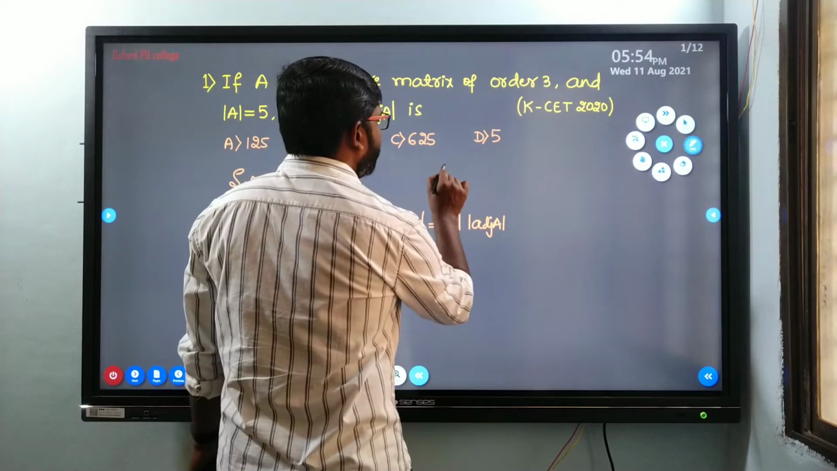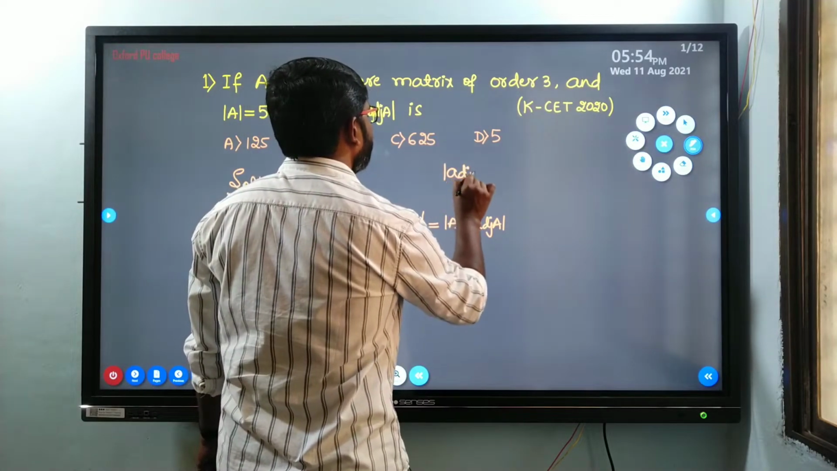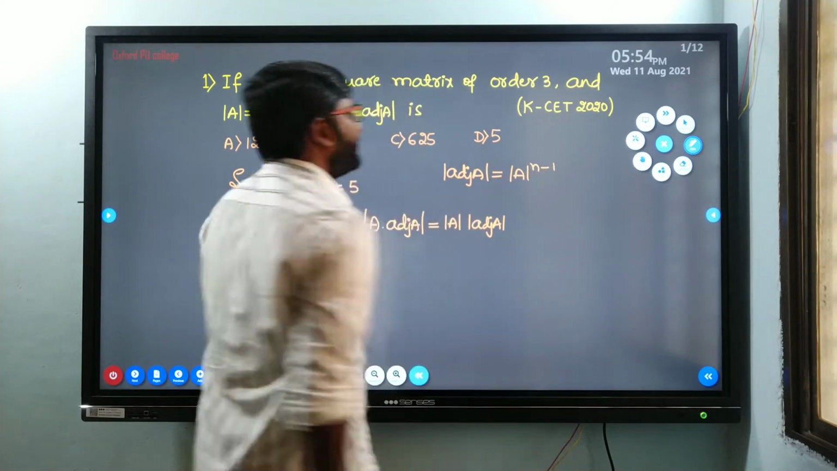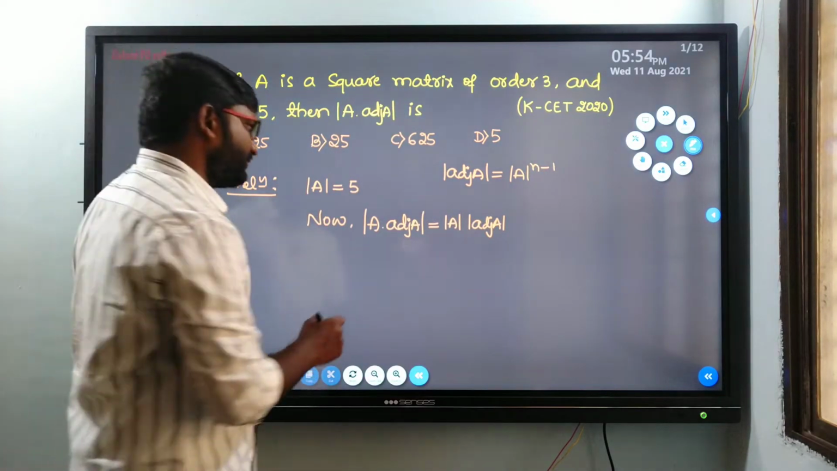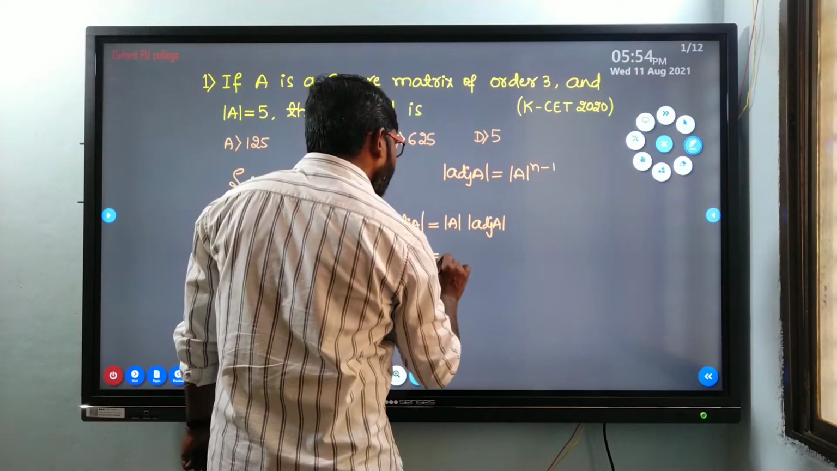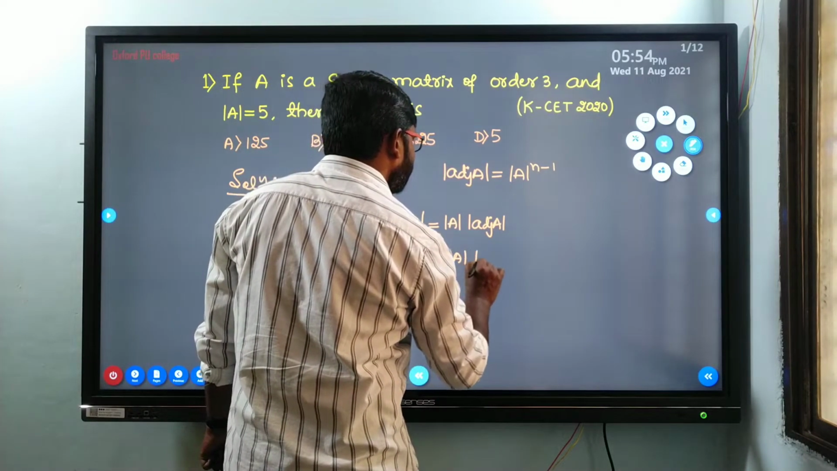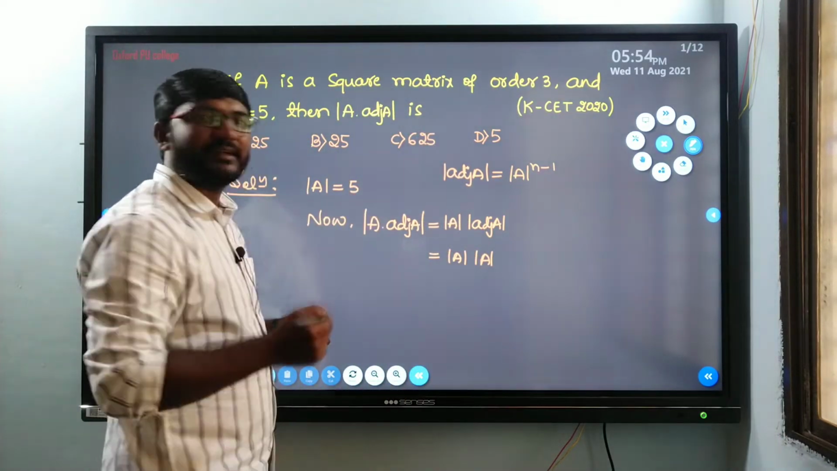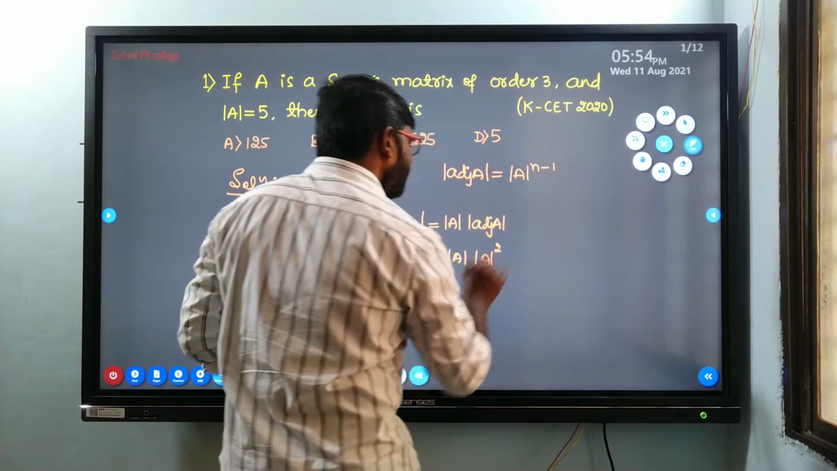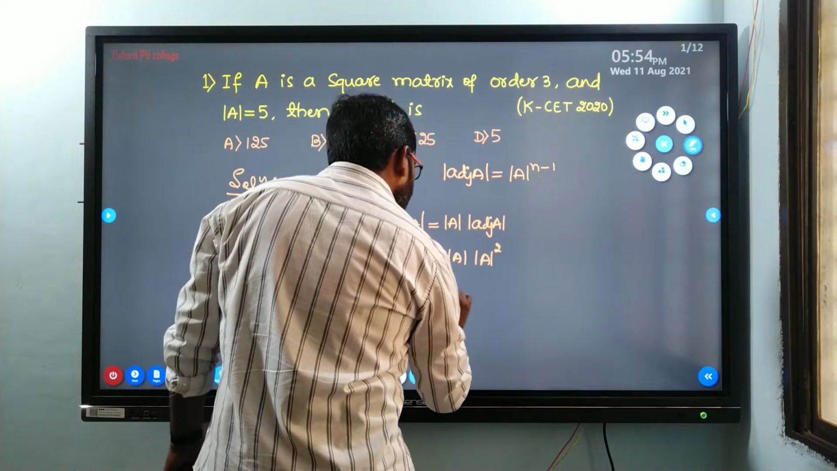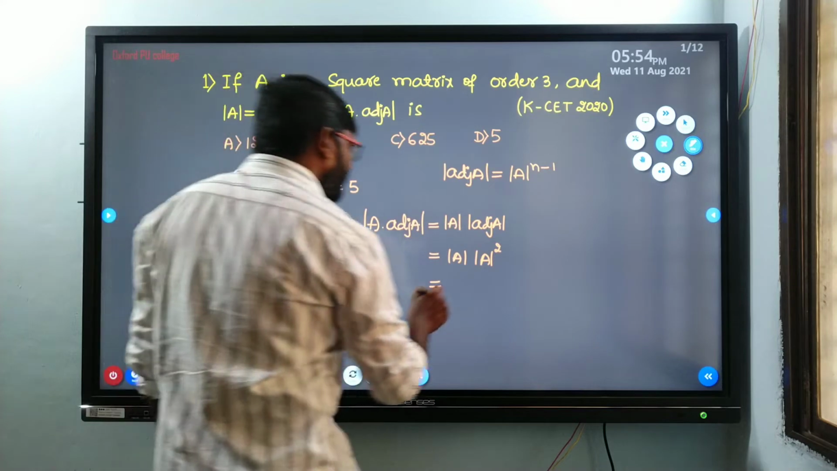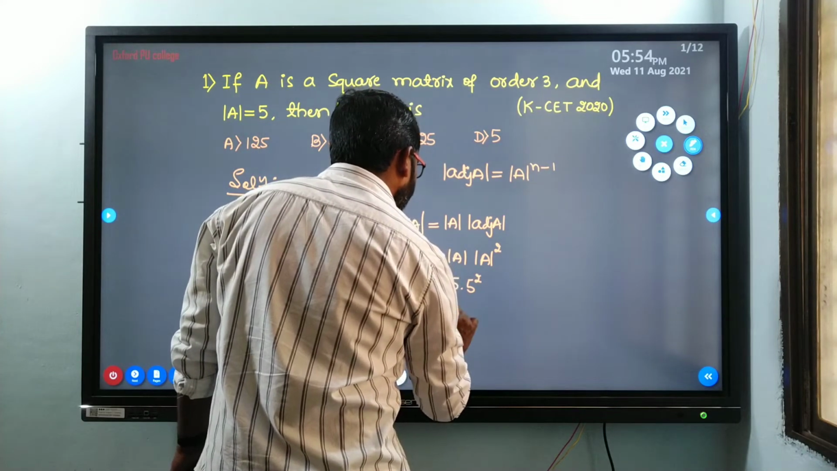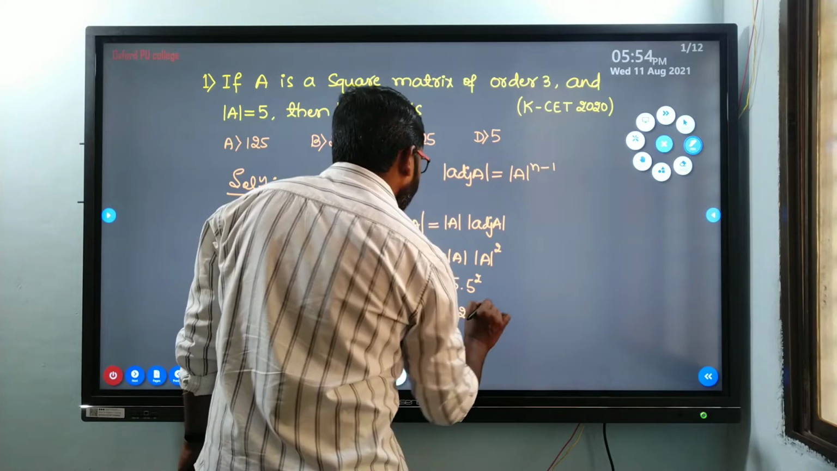So what is the determinant of adjoint of A? It is the determinant of A to the power n minus 1, where n is the order of the matrix. So here this equals det A, which I will write as it is, into det A to the power n minus 1. Order is 3 here, 3 minus 1 is 2. Then this equals det A, which is 5, into 5 square, it is 5 cube. 5 cube value will be 125.